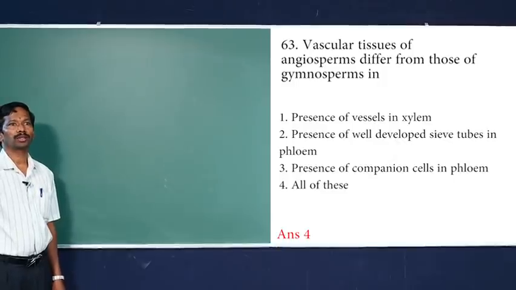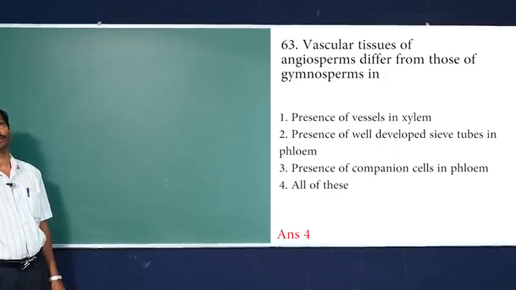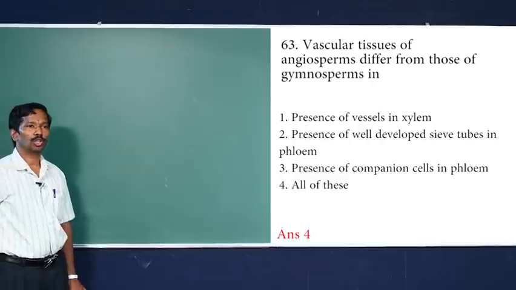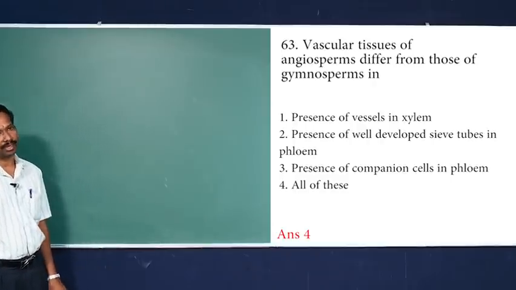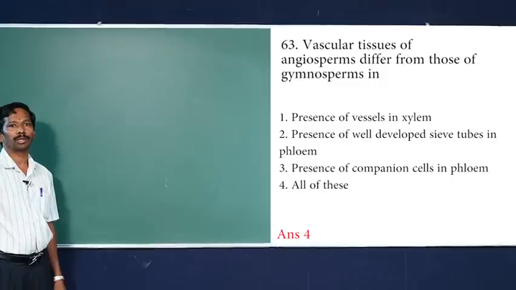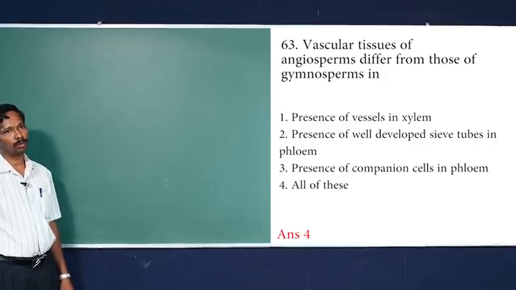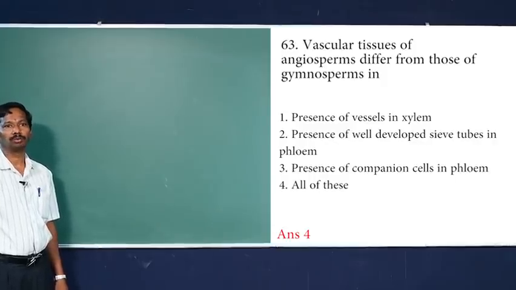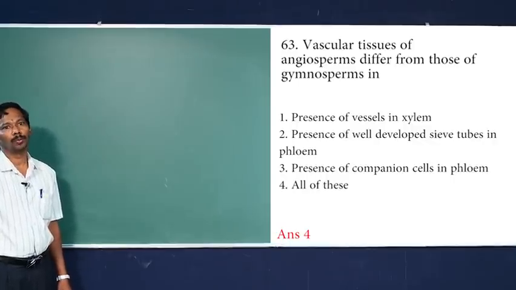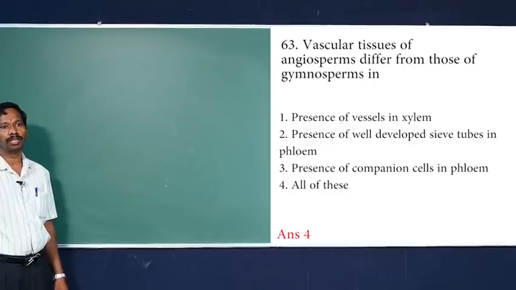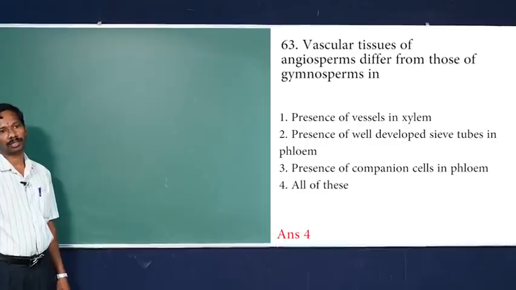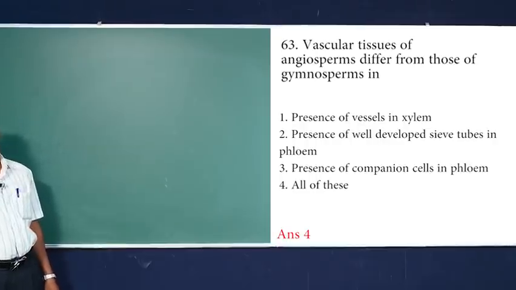63. Vascular tissues of angiosperm differ from those of gymnosperm in: first option, presence of vessels in xylem, yes. Presence of well-developed sieve tube elements in phloem, that's also correct. Presence of companion cells in phloem, that's also correct, because in gymnosperms tracheids are present, and sieve cells and albuminous cells are present instead of sieve tube and companion cell. So therefore all this is the correct comparison between gymnosperms and angiosperms. So it's answer 4 for question number 63.